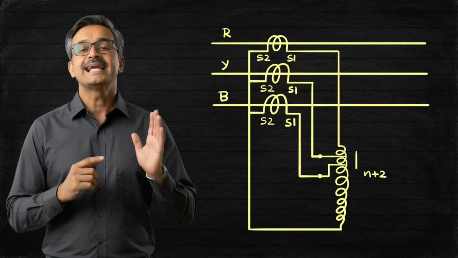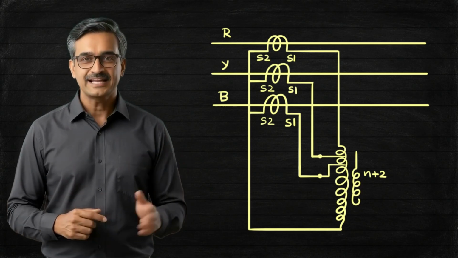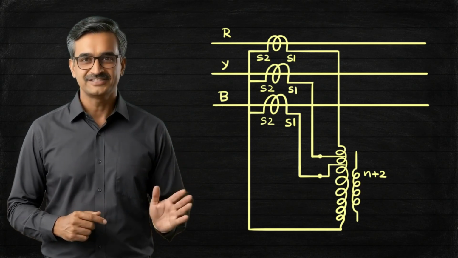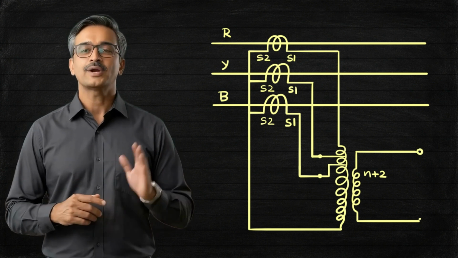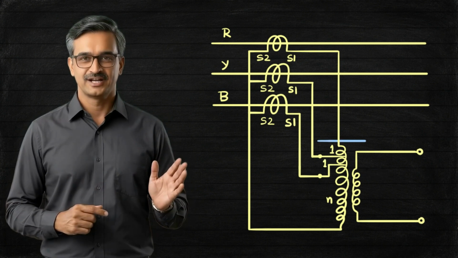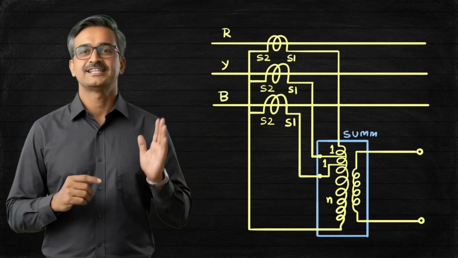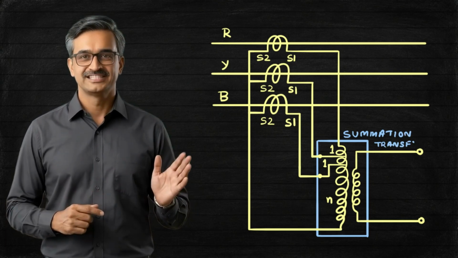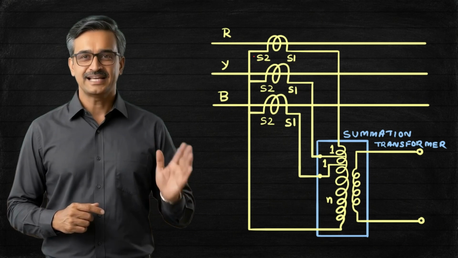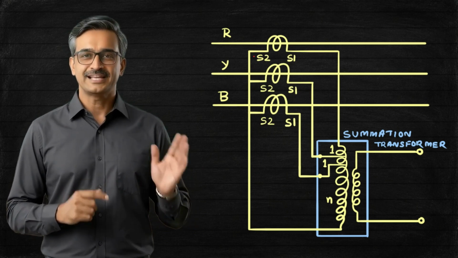Now this is the secondary winding of the summation transformer. Its primary winding consists of N+2 turns, while the secondary winding may have any fixed number of turns according to the requirement. A summation current transformer is an auxiliary current transformer connected to the secondary circuits of the three-line current transformers. Instead of connecting all three CT secondary currents directly, each CT current passes through a different number of primary turns of the auxiliary transformer.